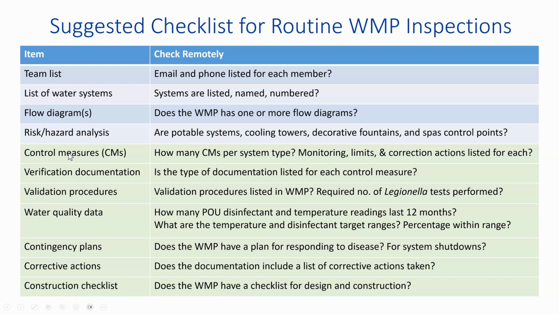Do they list target ranges? Does the facility list target ranges? I mean, if they don't, how do they know if they're doing okay? So they should have target ranges, and they should be able to tell you what is the percentage of readings that are within their target range.